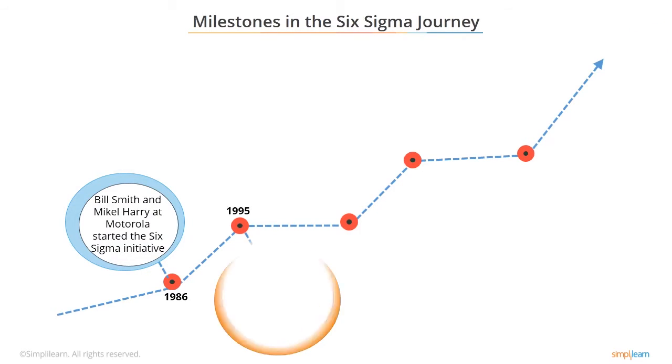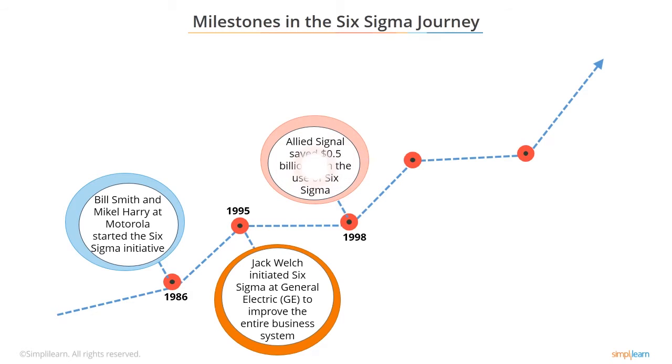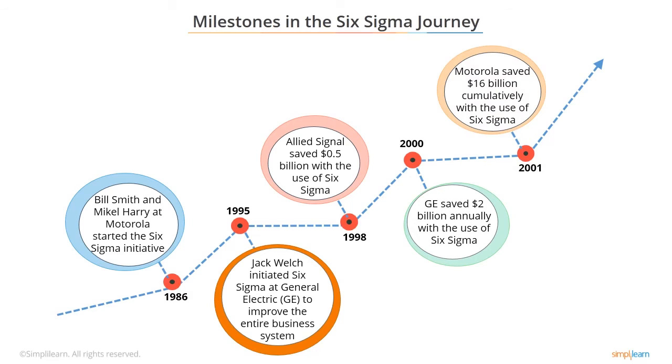In 1995, Jack Welch initiated Six Sigma at General Electric to improve the entire business system and became the global promoter of Six Sigma. In 1998, Allied Signal saved $500 million with the use of Six Sigma. In 2000, General Electric saved $2 billion annually with the use of Six Sigma, and in 2001, Motorola saved $16 billion cumulatively with the use of Six Sigma.